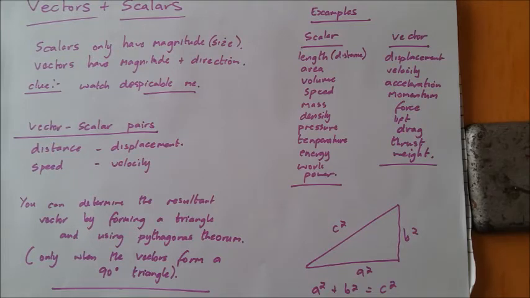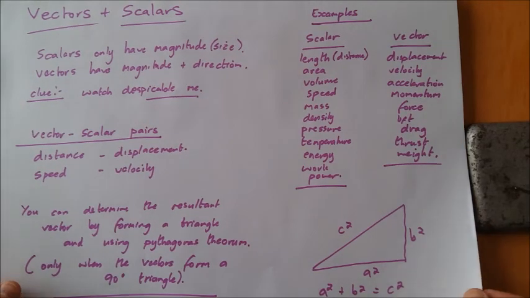You may get a question about vector-scalar pairs. If you do get a question about vector and scalar pairs, they're the two that I can think of that might come up on the GCSE. Distance, displacement, they're a pair, they're associated with each other. Speed and velocity is the other one. If we get a question, which I'm going to do in a second, we can work out what's going on by using Pythagoras. If our vectors form a 90-degree triangle, we can use vectors and Pythagoras' theorem to find our resultant vector.